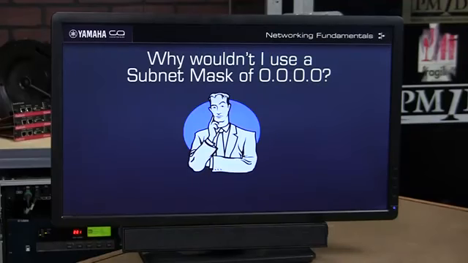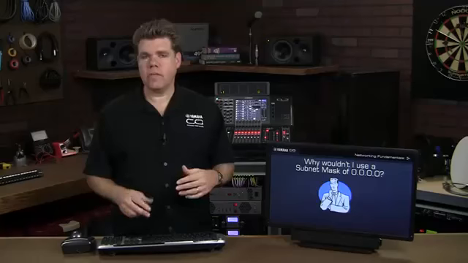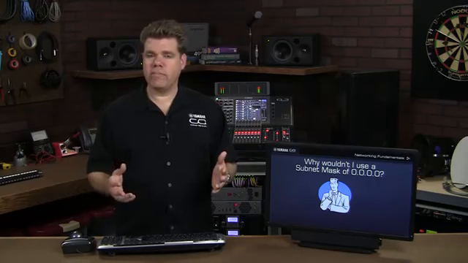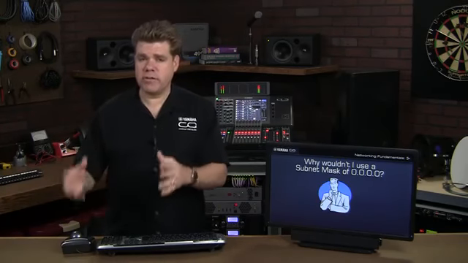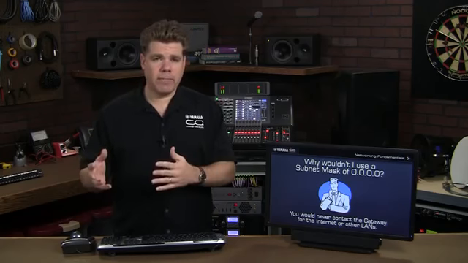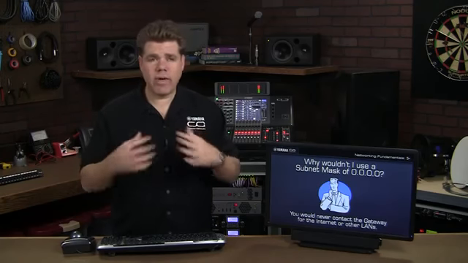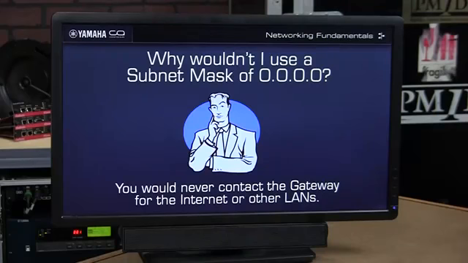So here's a question I get every now and then. Why wouldn't I use a subnet mask of 0.0.0.0? It kind of fits our best practices, right? Because we never transition from binary zeros to binary ones in that subnet mask. But to me, the real answer is that you never have an opportunity to go to the gateway. Every IP address you throw at that subnet mask would be determined to be on your local area network. You would never go to a wide area network, and you would never go to the internet.